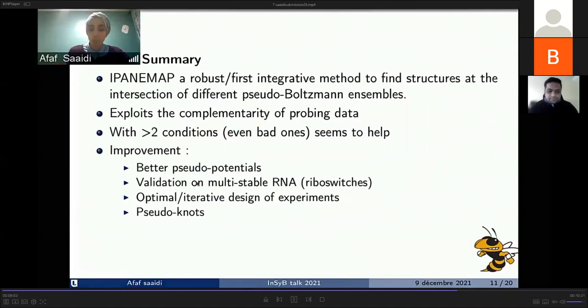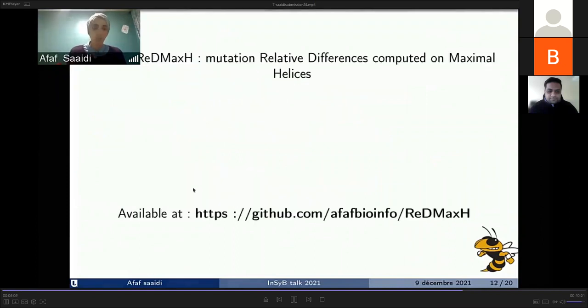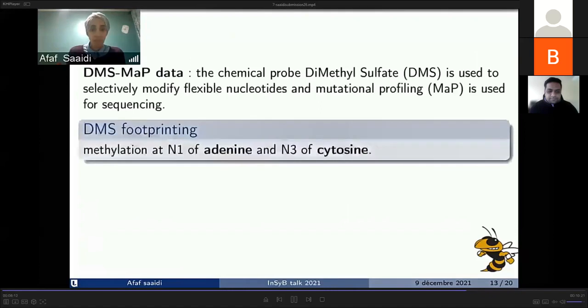One of the improvement directions would be towards validation on multi-stable RNAs, such as riboswitches that alternate between structures. Next, I'm going to present the other approach, RedMax, that is specific to DMS-MaP data.